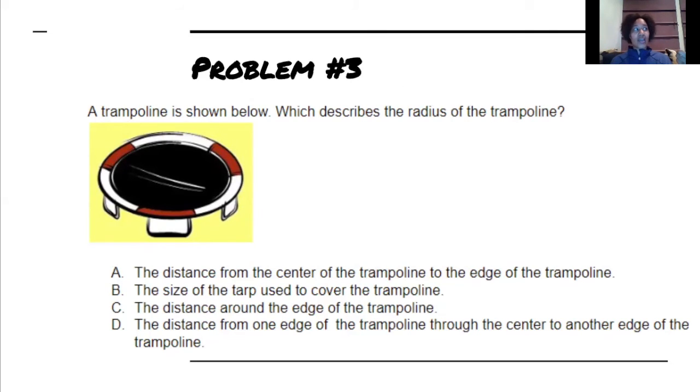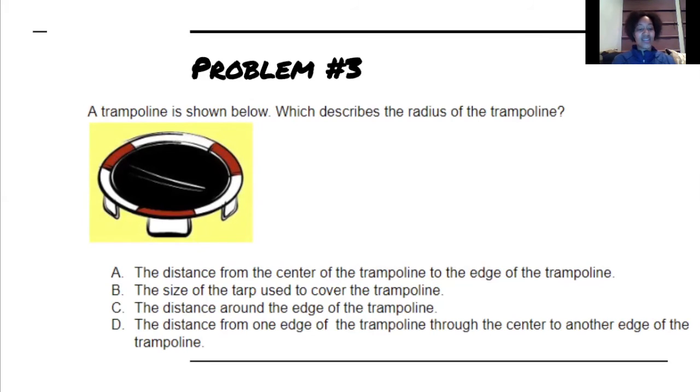Well, we know that 2 radii are equal to the diameter. So if I have 1 radius, that's half. That means it goes through the center and then touches 1 point on the line. So let's see which answer choice is the best answer choice. The distance from the center of the trampoline to the edge of the trampoline. Distance from the center. That's a possible choice.